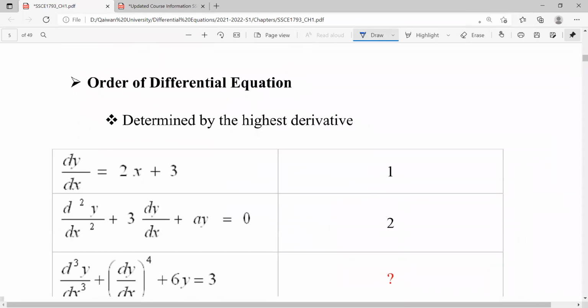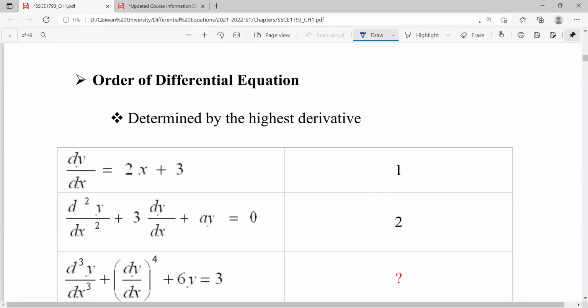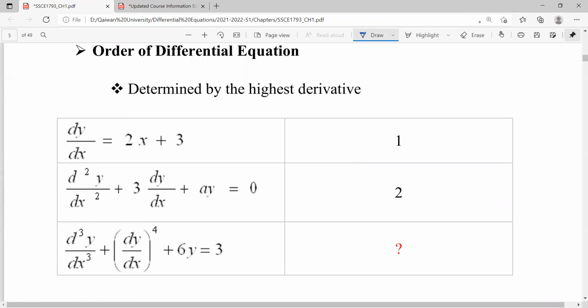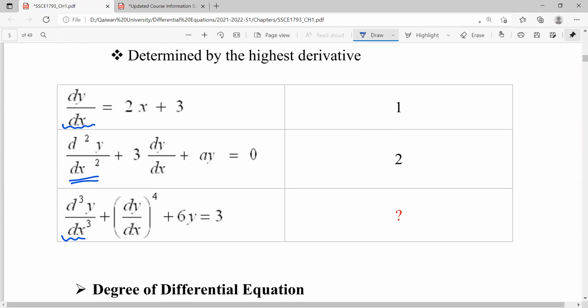Now we have the order of a differential equation. The order of the first differential equation is 1 because the highest derivative is 1. For the second one, the order is 2 because the highest derivative here is 2. But for the last one, it's 3. Here it's the first derivative, which is raised to the power 4. This is a power, it's not a derivative. That means the highest derivative here is 3.